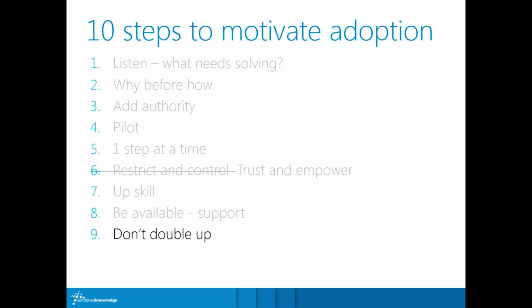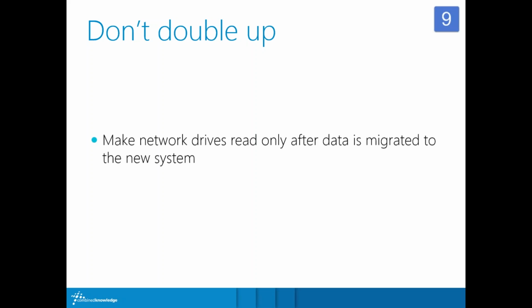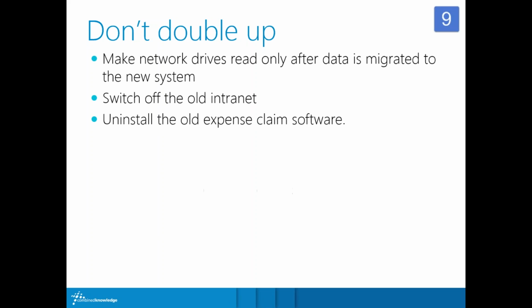So last couple of minutes, because I know we're just running out of time. Don't double up, really easy one. I think there's like 2 points on this. So if you leave for people all the old systems still in place, they will never stop using them. So if you've still got all the old network drives and all the old intranets and all the old expense claim systems, people are going to use them forever. So assuming that the new system replaces parts of the old system, people should know that, and actually the next one's going to help us with moving them over.